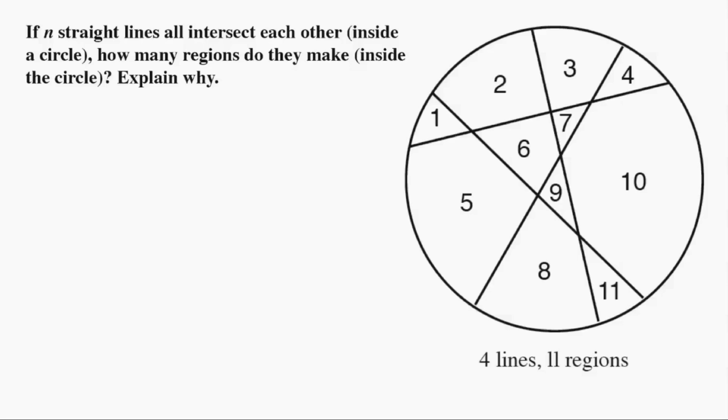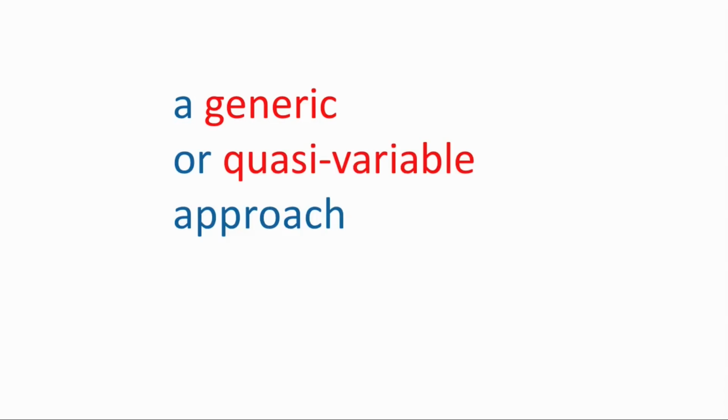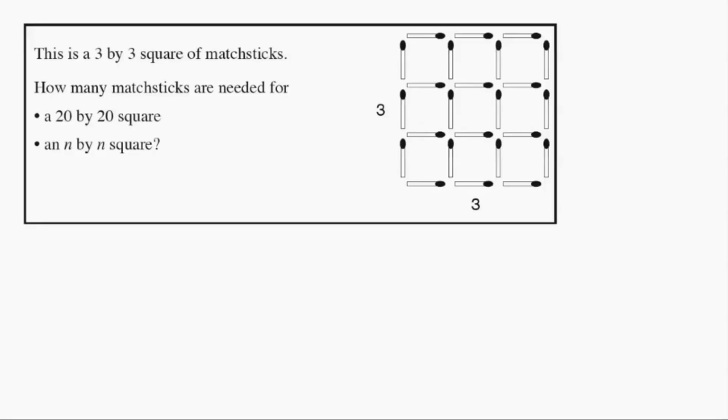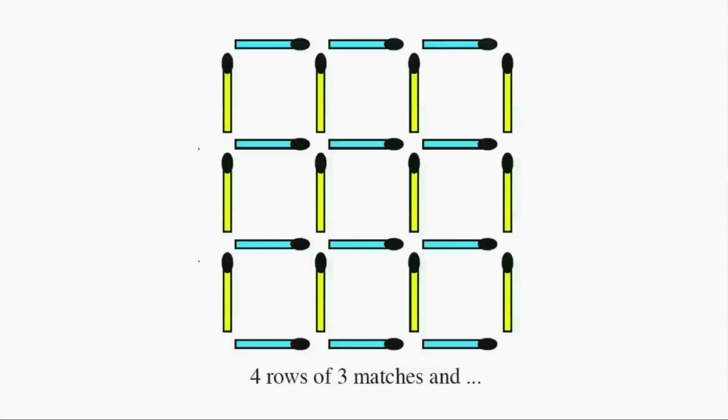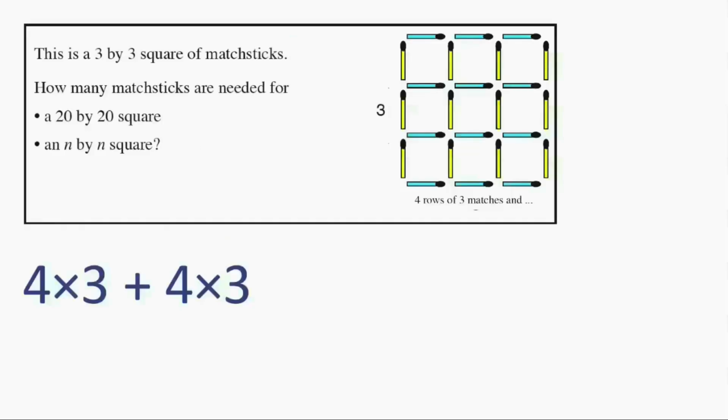However, for some other tasks, we can also adopt what might be called a generic or quasi-variable approach, whereby we focus on a single case and look for features that are general. For example, say we want to find the number of matchsticks in this 3x3 matchstick square. We could structure it into 4 rows of 3 matchsticks plus 4 columns of 3 matchsticks. In other words, there are 4 times 3 plus 4 times 3 matchsticks.